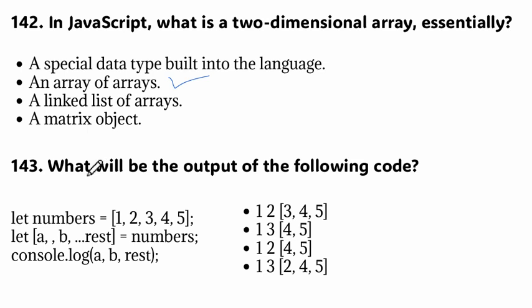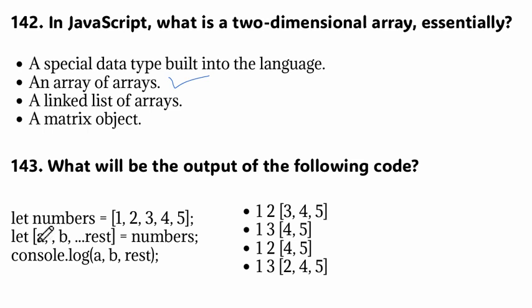Another question: we have been given a code where we have to find the output. The numbers array: you can see there is an array declared with the name numbers, and inside the array we have given 5 elements, 1, 2, 3, 4 and 5. And you can see I have used a destructure method here. If you don't understand the use of destructuring, I will make a separate video on this and we'll discuss it in further JavaScript videos.